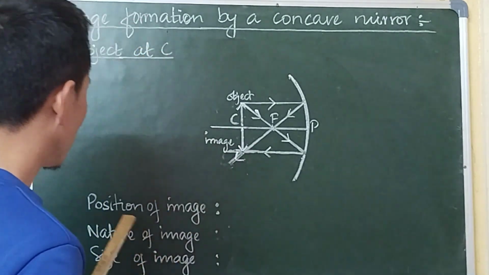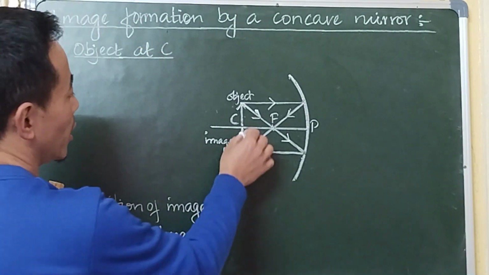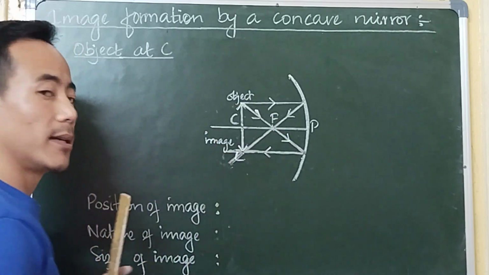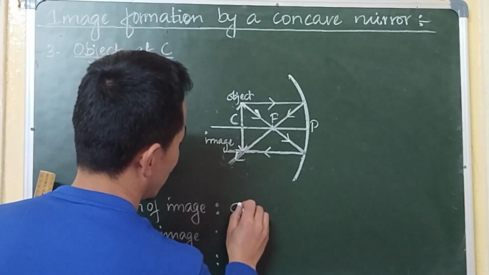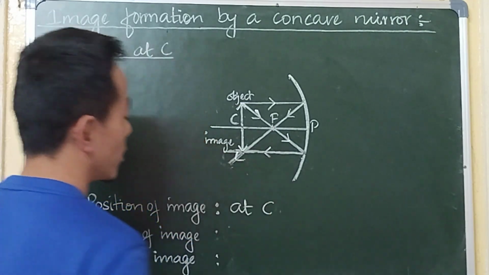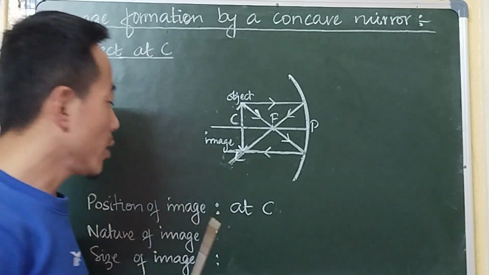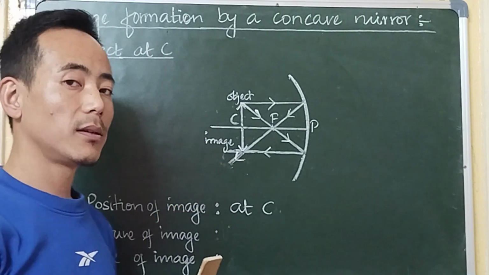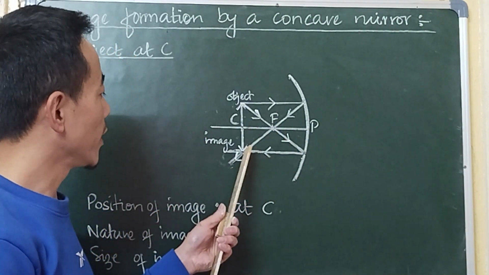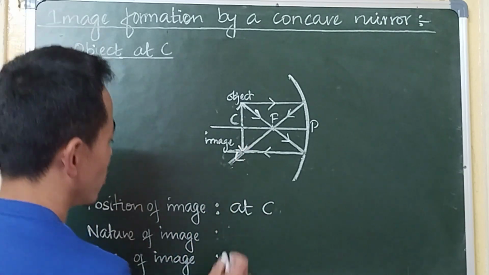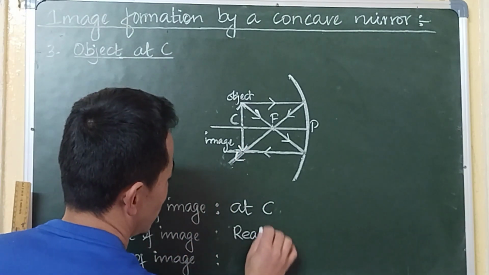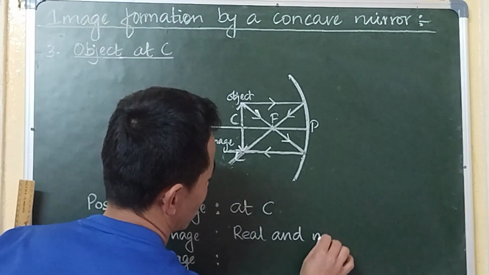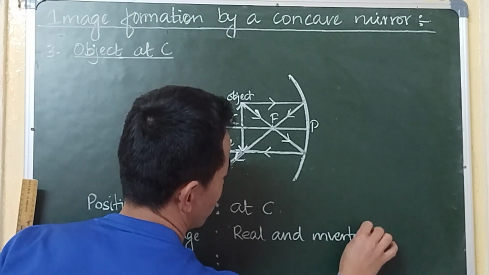So if you look at the position, the image is formed exactly at C. Here you can write down: image is formed at the center of curvature C. Now if you look at the nature of the image, as it is a concave mirror, the reflected rays are actually intersecting. So this will also be a real and inverted image.